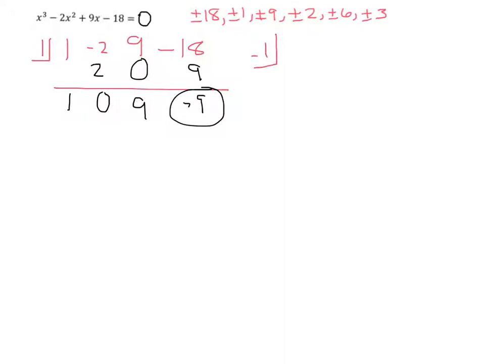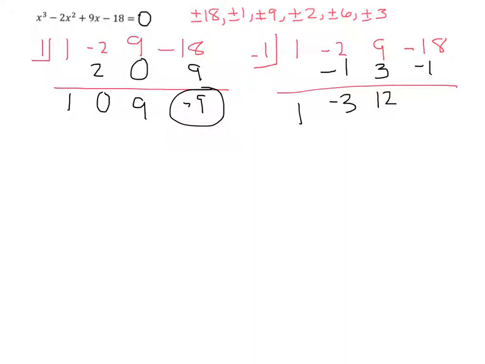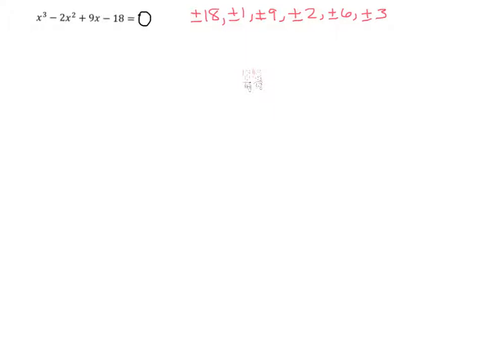If we have negative 1, we're still going to do it the same way. We have 1, negative 2, 9, negative 18. And we can go ahead and bring our 1 down. Negative 1 times 1 is negative 1. Negative 2 plus negative 1 is negative 3. Negative 1 times negative 3 is positive 3. 9 plus 3 is 12. And 12 times negative 1 is negative 12. So we're going to end up with negative 30, which is also not 0. So this isn't going to be one of our zeros either. So let's go ahead and try another one.